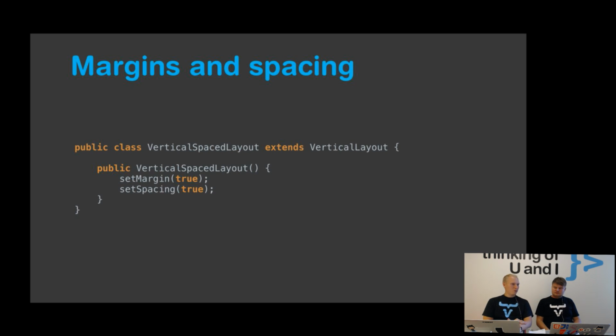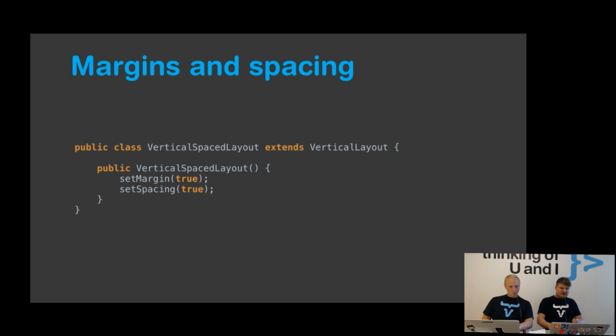Then two very small handy methods that are available in all the default layouts, so vertical, horizontal, form, grid layout, are the margin and spacing attributes. Especially spacing, I think, is usually best to put on. So that should be the default, but we cannot change that anymore.